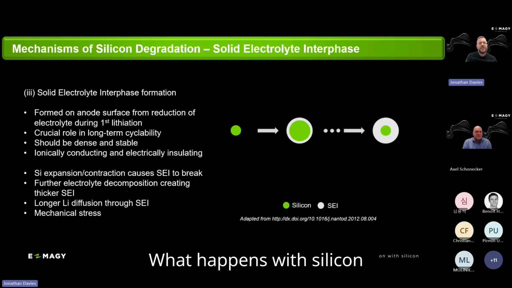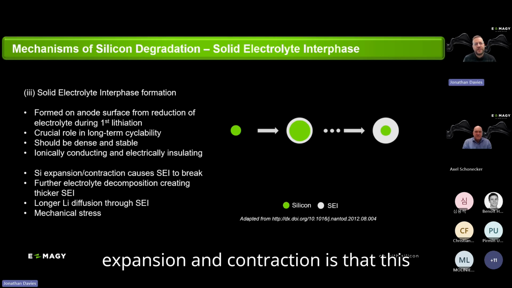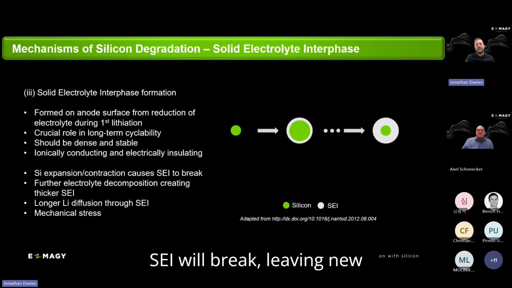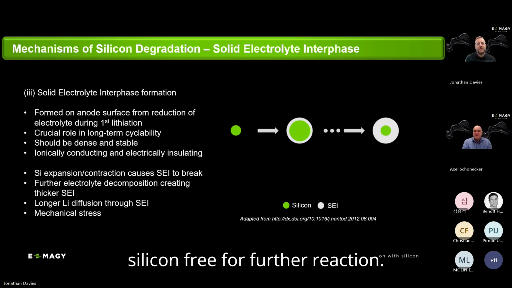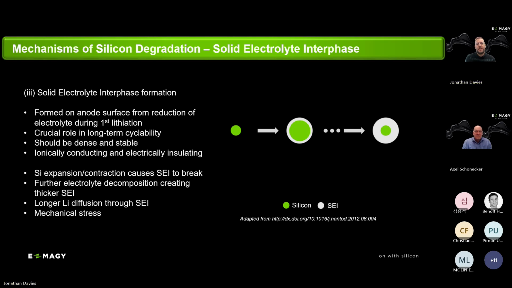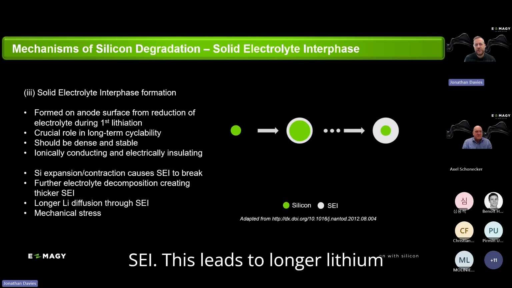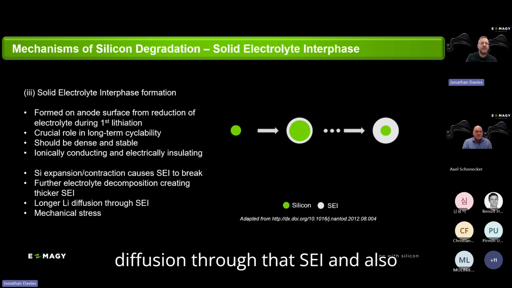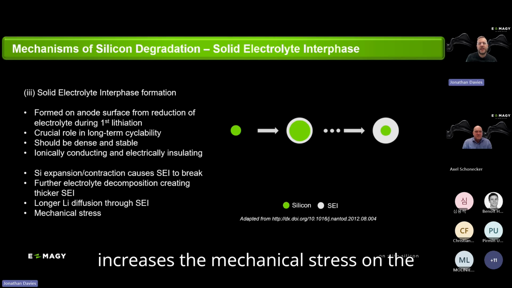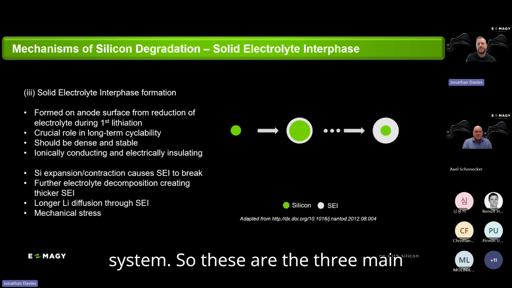What happens with silicon expansion and contraction is that this SEI will break, leaving new silicon free for further reaction, leading to further electrolyte decomposition, creating a thicker SEI. This leads to longer lithium diffusion through that SEI and also increases the mechanical stress on the system.